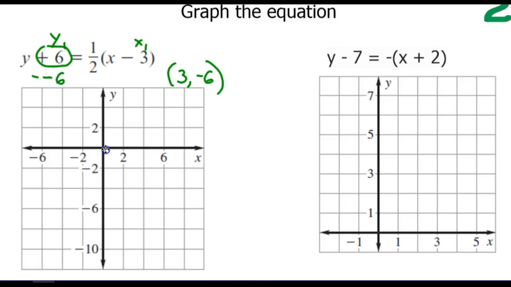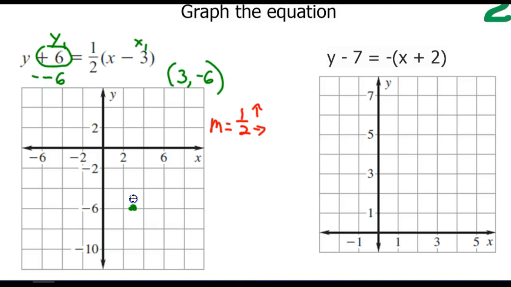So 3, if we're going up by 2s, 2, 4, it's got to be somewhere in between 2 and 4. We're going to go down to negative 6, 2, 4, 6. Our point is right there. Now we know our slope, and our slope is 1 over 2. So that tells us how we're going to move. We're going to go up 1, over to the right 2.